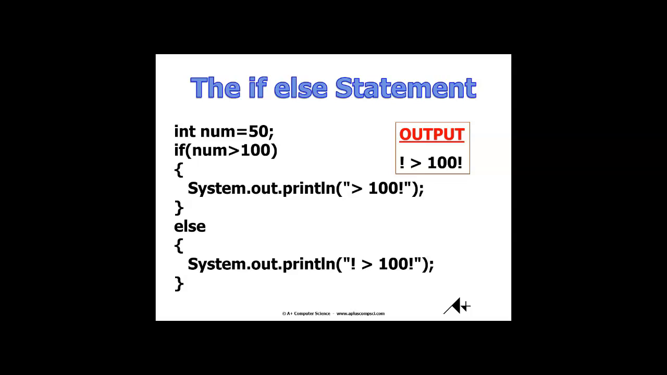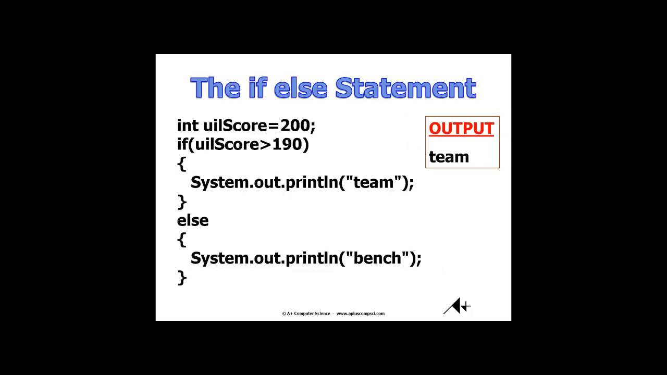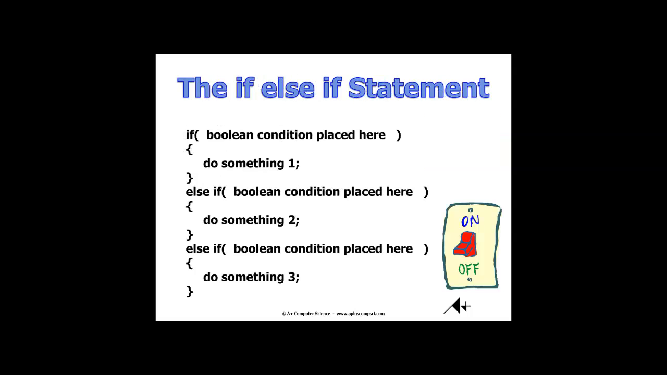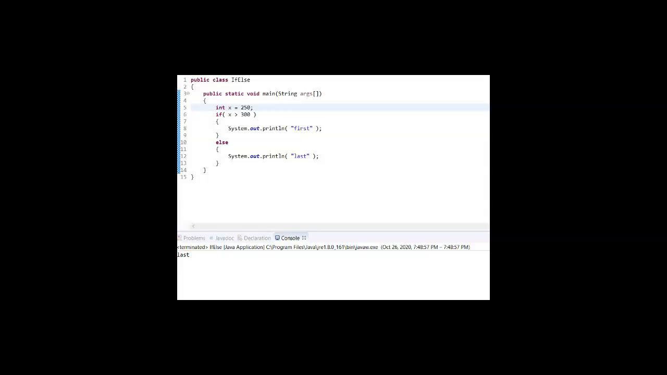With just a single if statement, if num was greater than 100, it would do something and it would be done. With the if-else, it's going to check that greater than 100. If it's true, it's going to execute the statements attached. Otherwise, it's going to go to the else and then execute those statements. And there's just another example with the greater than or equal to on the comparison. And here we have UIL scores 200. If it's greater than 190, print out team, which it is. Otherwise, print out bench.